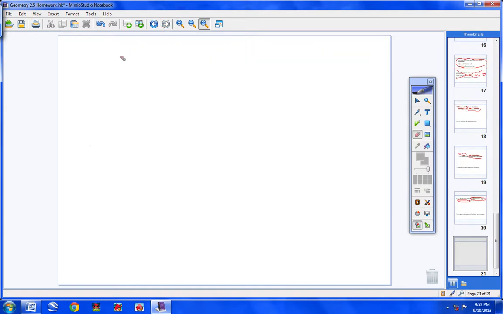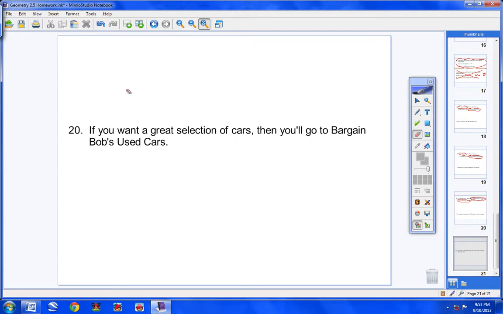Number 20 says, rewrite the slogan. Above there's a sign. Write it as a conditional or an if-then statement. Then underline the hypothesis and circle the conclusion. And it's pretty simple, guys. Let me find it here. There it is. Look at the sign there in the middle of your page 86, Bargain Bob's Used Cars. If you want a great selection of cars, then you'll go to Bargain Bob's Used Cars. And that's basically it. I guess we should do what the directions say.